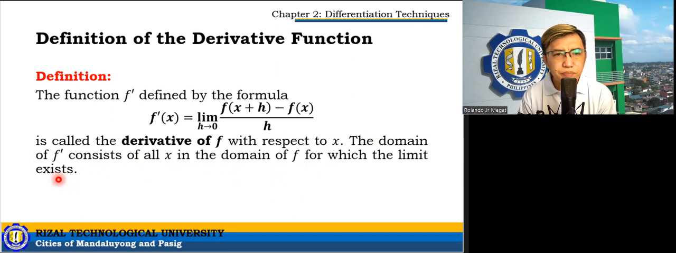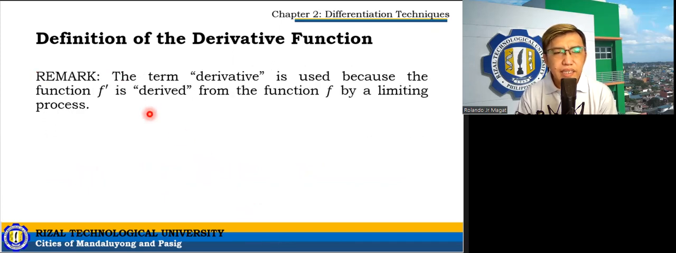Take note, the domain of f prime is all the x in the function f to which the limit of the function exists. And the term derivative is used because the function f prime is actually derived from the function f by a limiting process. That is our idea, the limit of the function. That is why it is called f prime, or the derivative.